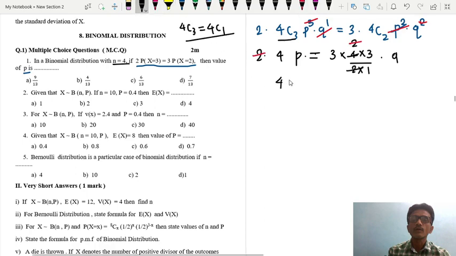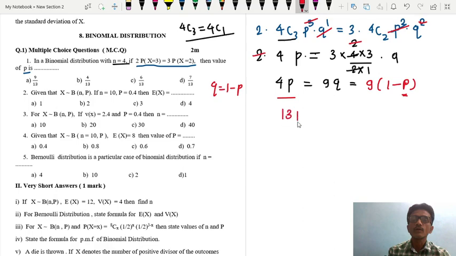4p is equal to 9q, but q is equal to 1 minus p. So as we know, q is equal to 1 minus p. So therefore write it 9 into 1 minus p. So therefore what do we get? This 4p and this 9p, it is equal to 13p. 13p is equal to 9.